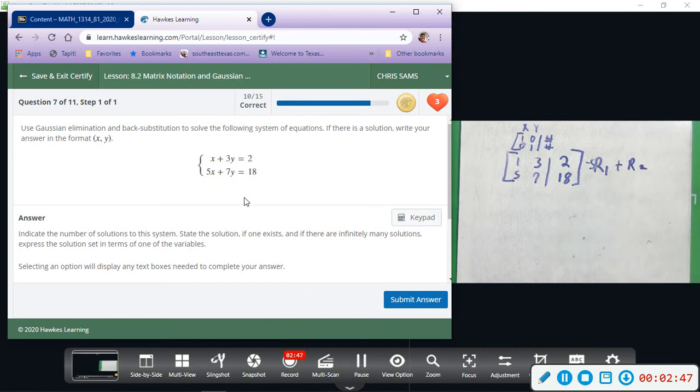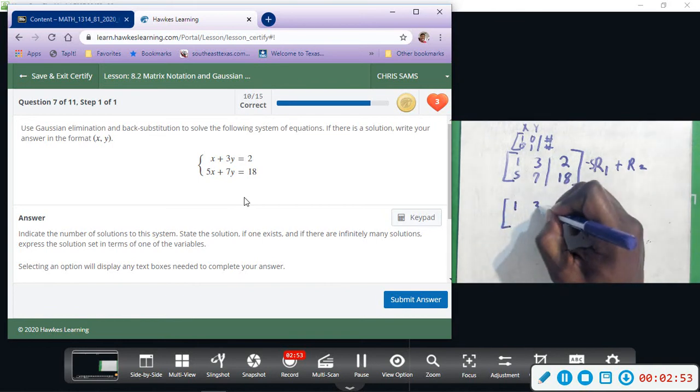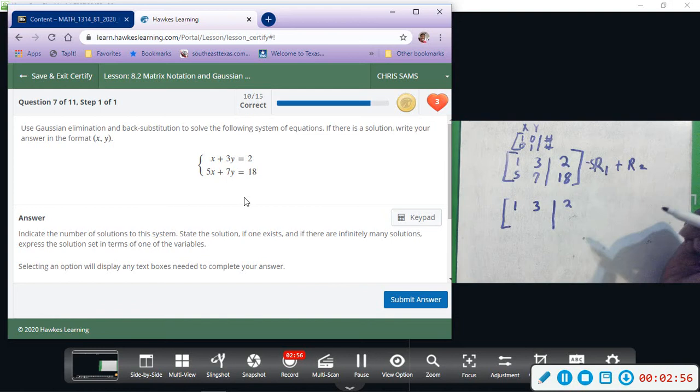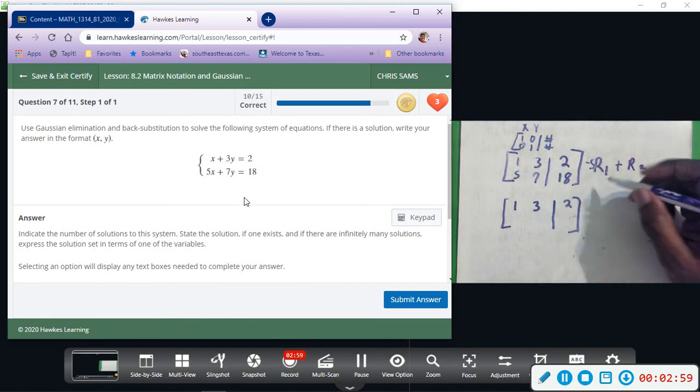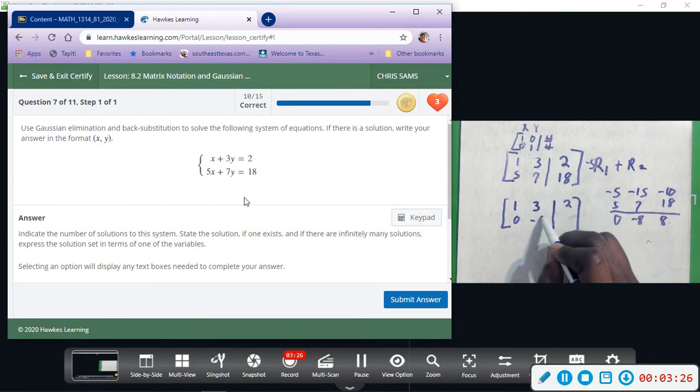Alright. So my row 1 is going to be unaffected. I have a 1, 3, and 2. It's going to stay the same. Now the actual math behind the scenes is a -5, -15, -10, because I'm multiplying all that by -5 and adding it here. So 5, 7, and 18. Adding these up, this gives me a 0, -8, and this gives us 8. So we have 0, -8, and 8. Alright.